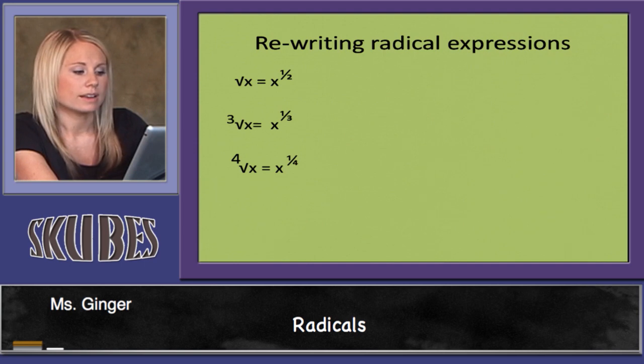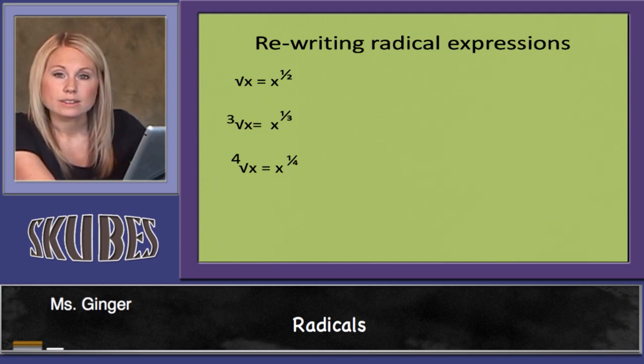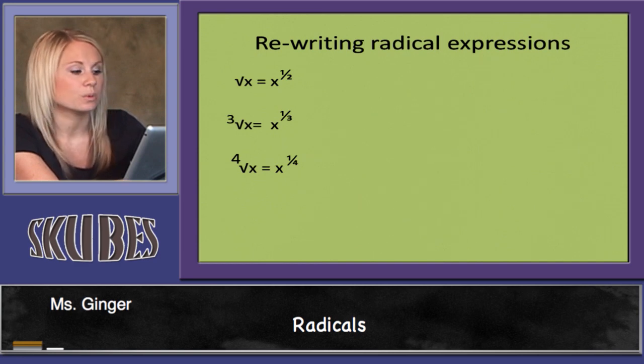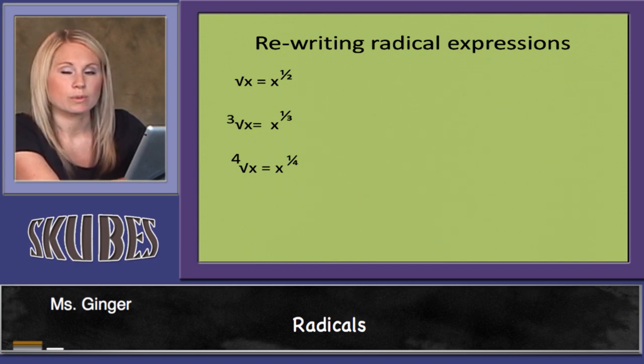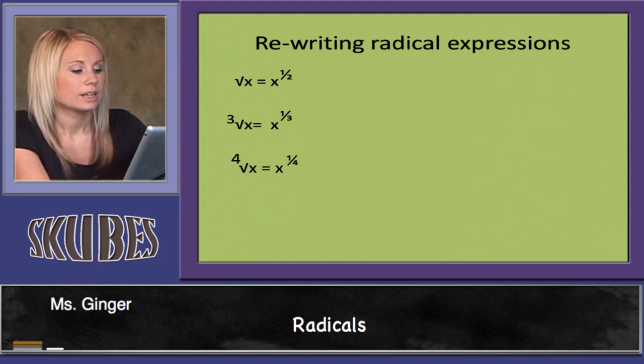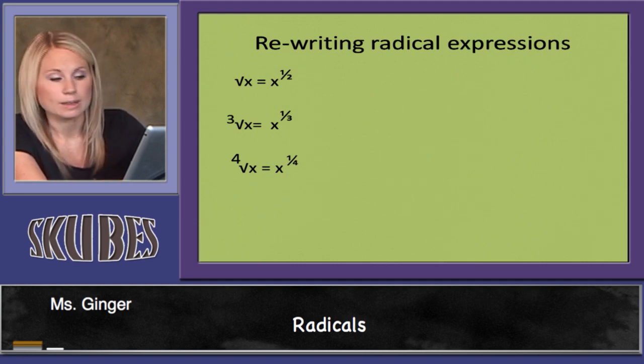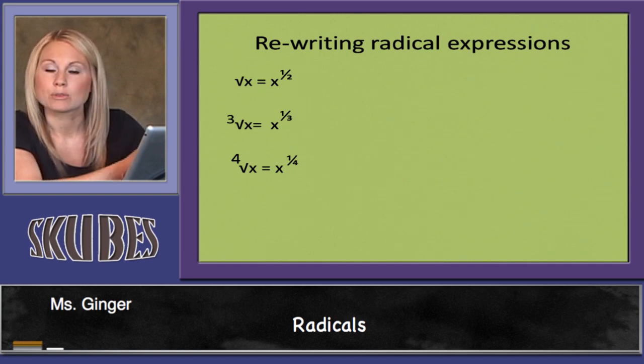So to rewrite again, we have square root of x. That means that there's a 2 on the shelf. Square root of x can be written as x to the 1 over 2. Same thing for cube root of x. That can be written as x to the 1 over 3. Fourth root of x, and you can keep moving down the line and take that index number and use it as the denominator.